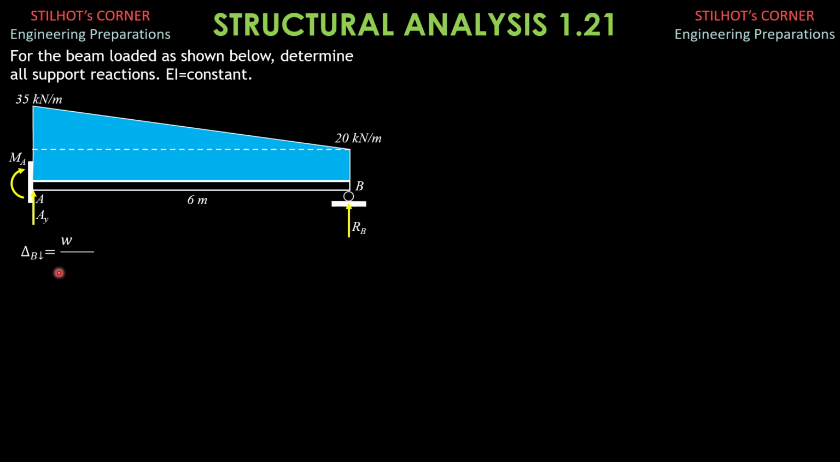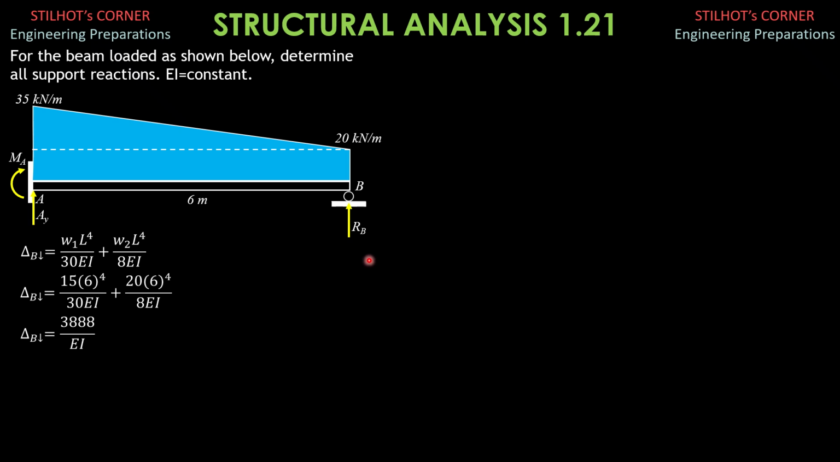So delta B downward is W1 L to the fourth over 30 EI for the triangular load plus W2 L to the fourth over 8 EI for the rectangular loading. W1 is 15 kilonewtons per meter, 35 minus 20. W2 is 20 kilonewtons per meter, and L is 6. So delta B downward is 15 times 6 to the fourth over 30 EI plus 20 times 6 to the fourth over 8 EI. Combining, delta B downward is 3888 over EI.